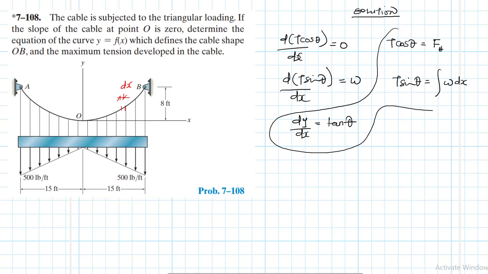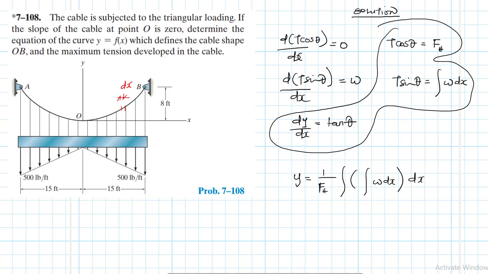If we combine these three equations, then we develop one equation that defines the curve of the cable shape, which is y equal to 1 divided by FH, double integral, of (w dx) close brackets, then dx. So this is the equation that we are going to use.